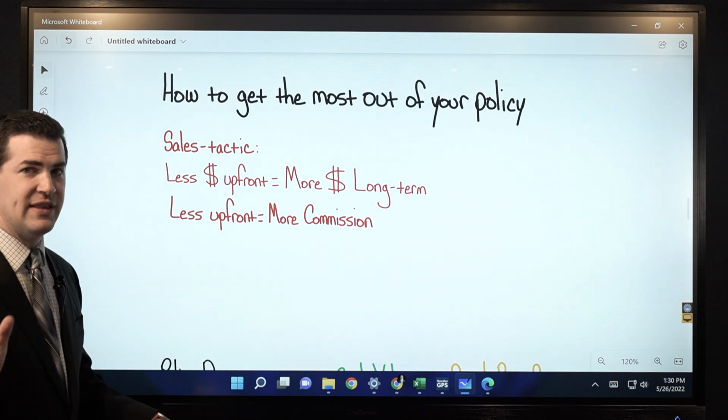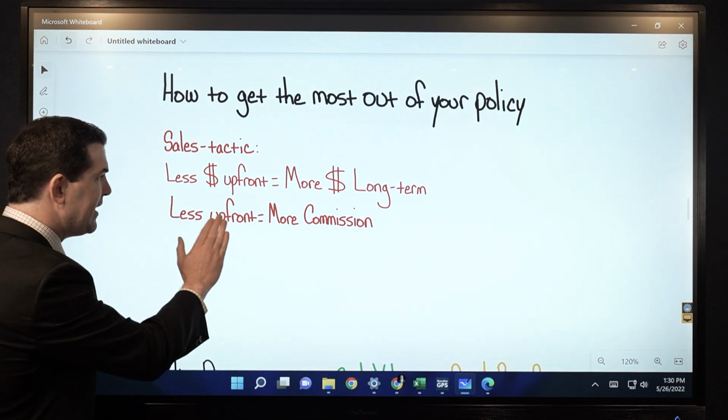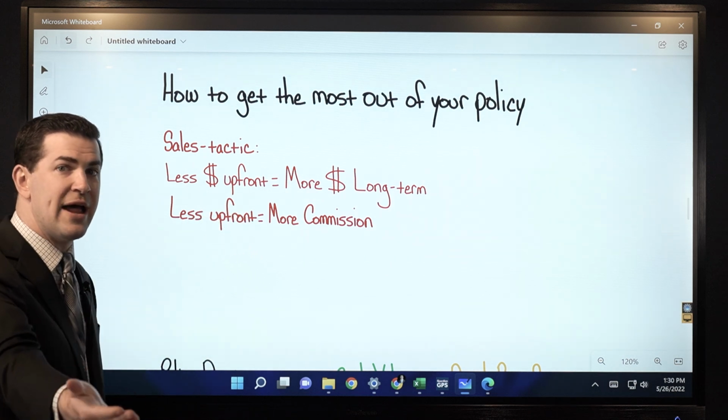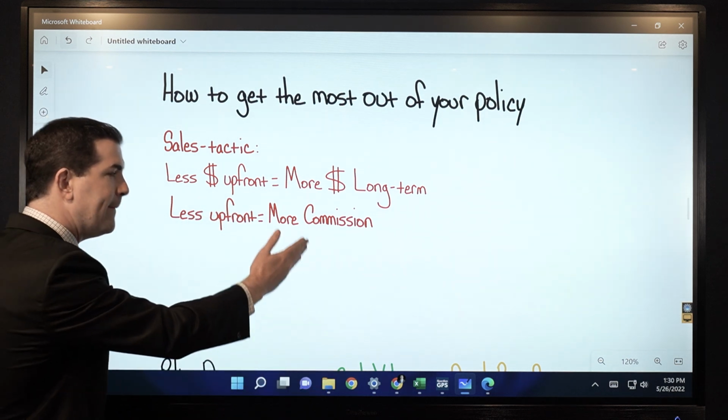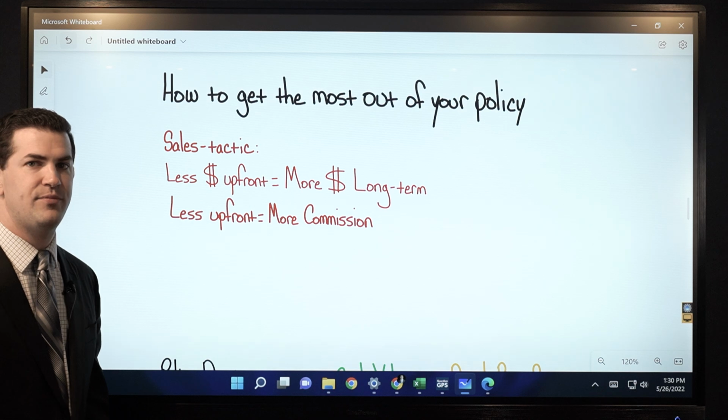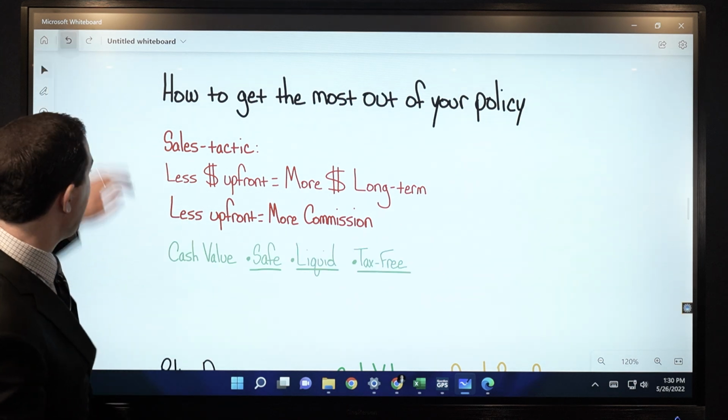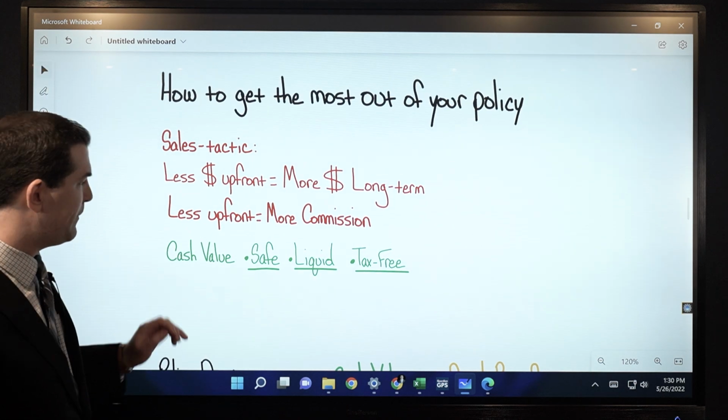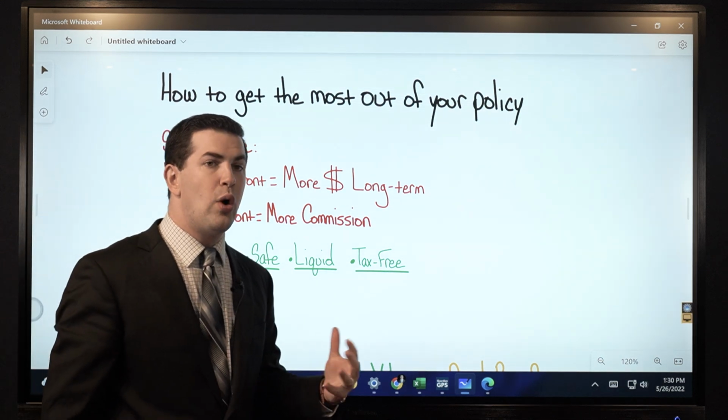Here's the thing that's often not stated here: less money up front, particularly cash value for you, results in more commission to the agent and agency. So the reason why really has to do with policy design. Before we hit on the policy design though, the why.